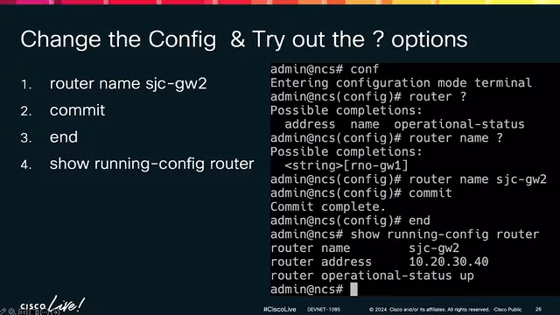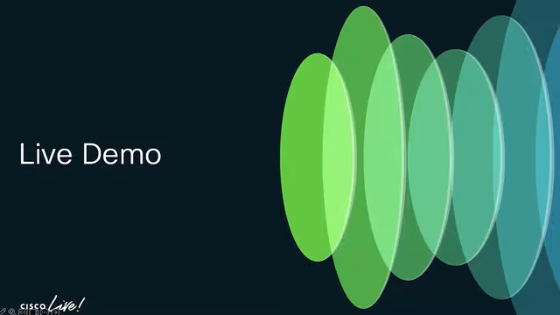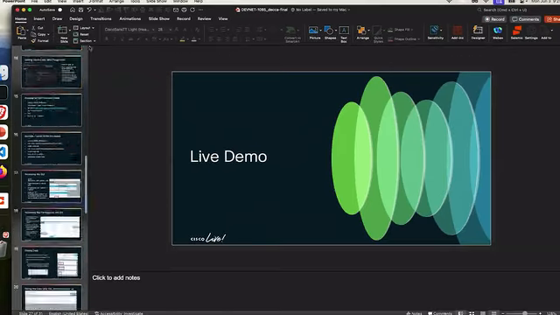Then if I do a show running config outside of config mode, it shows we now have the new values. I changed the name from Reno Gateway 1 to San Jose Gateway 2. Look at the bottom where I say show running config, telling me what NSO currently has stored for this data. It's now San Jose Gateway 2 with the same IP address, because we only changed one of the three different fields. So now let's look at the fun stuff.